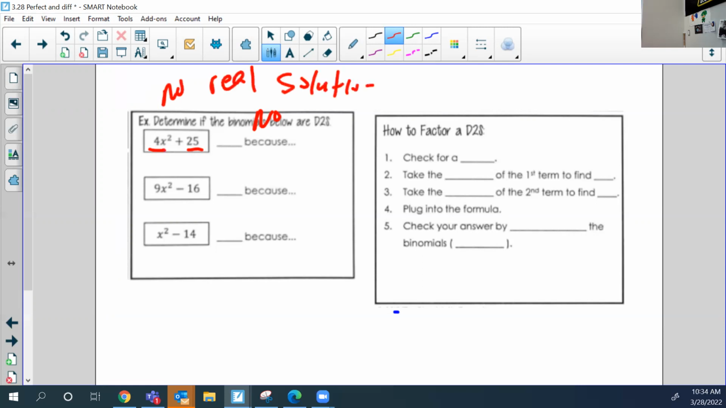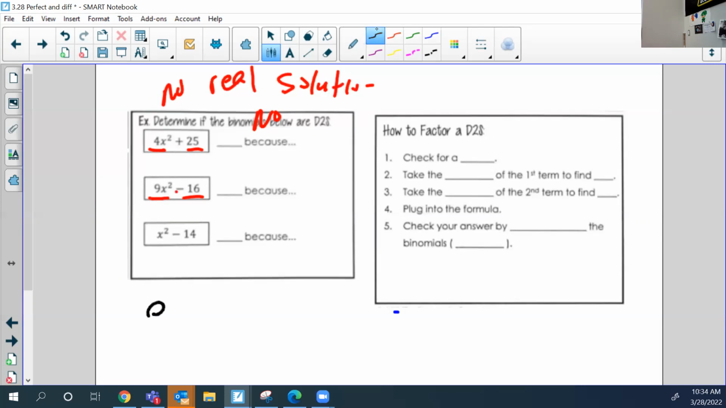All right. Now, what about the other one? Well, this is a binomial, it's two terms, yes. The first term is a perfect square. The second term is a perfect square. Good. And there's a minus sign in between them. So yes, this is a difference of two squares, and so we can solve that.